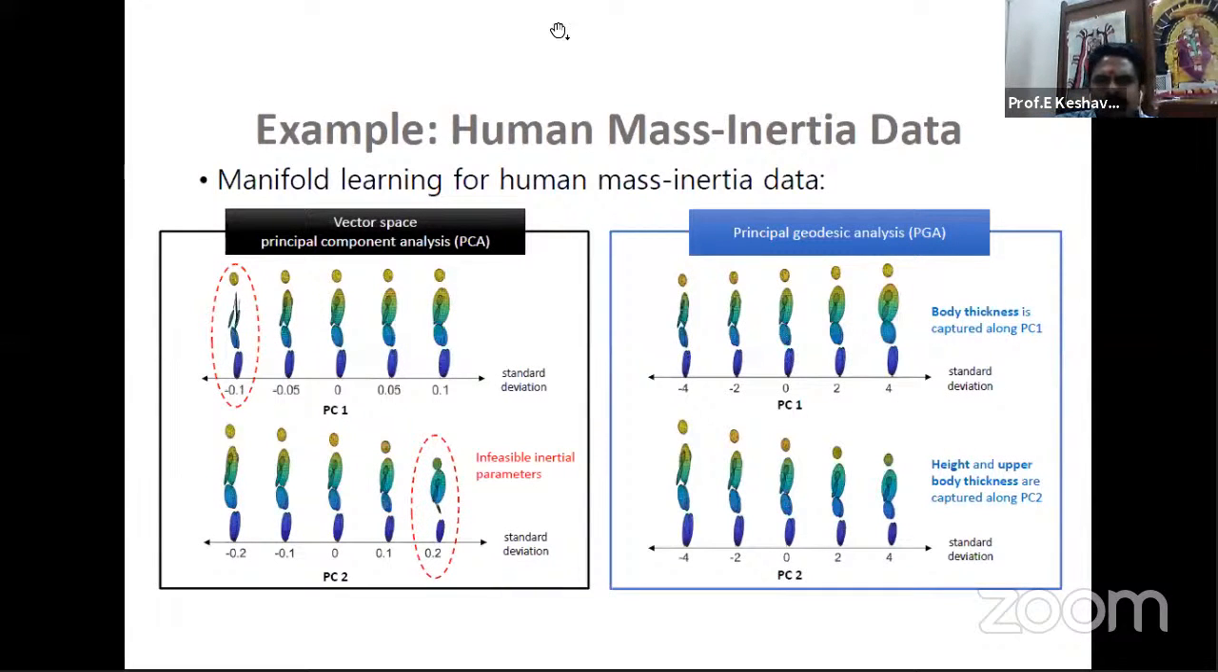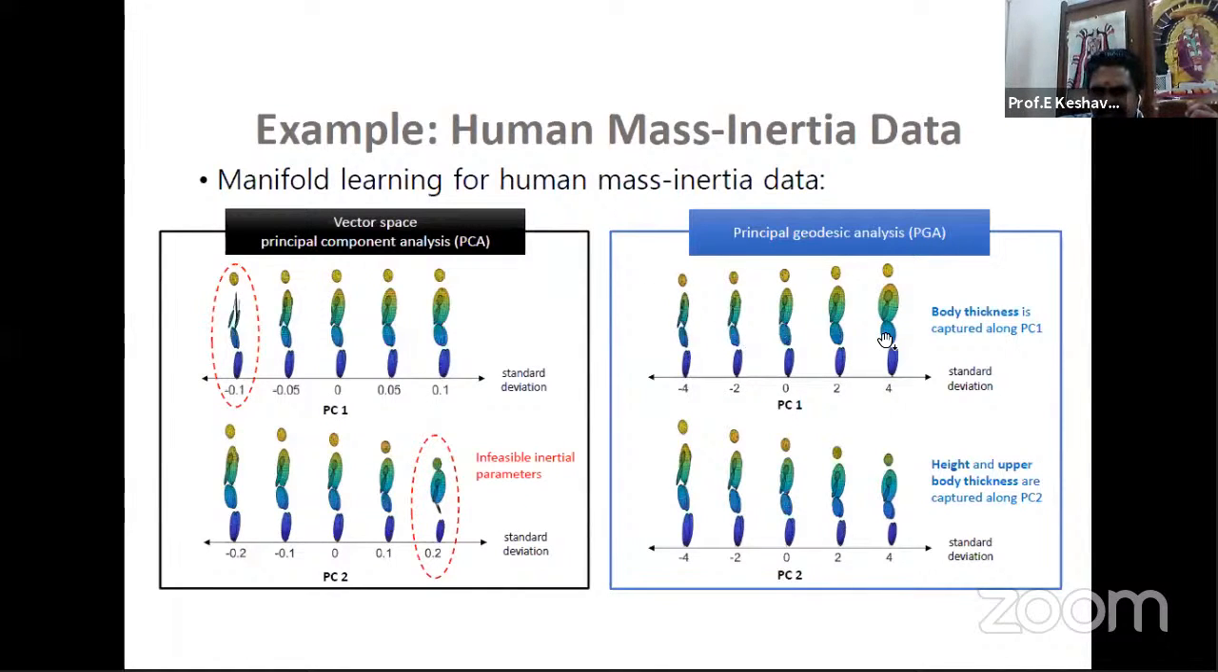So manifold learning for human mass inertia data is like this: vector space principal component, principal geodesic, you see this one. So standard deviation is there. I already told you that mathematics and statistics are now working together, and we have to work together. It's not like statistics is not my field and mathematics is my field. No. Statistics and mathematics are working together if I want some application in AI and ML and in data science. So these are the things.